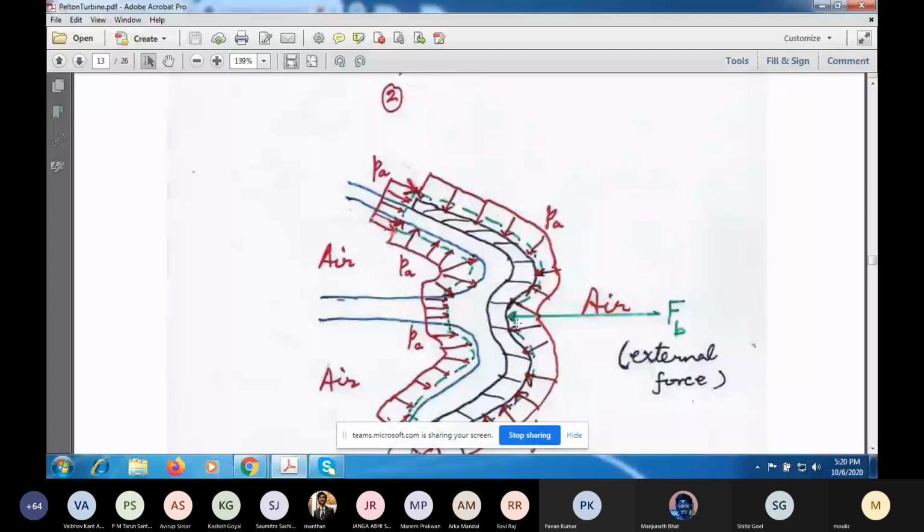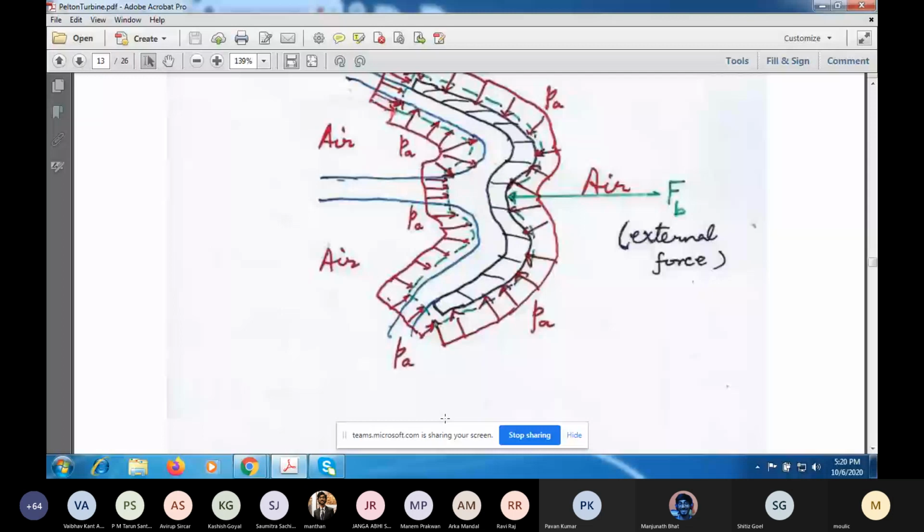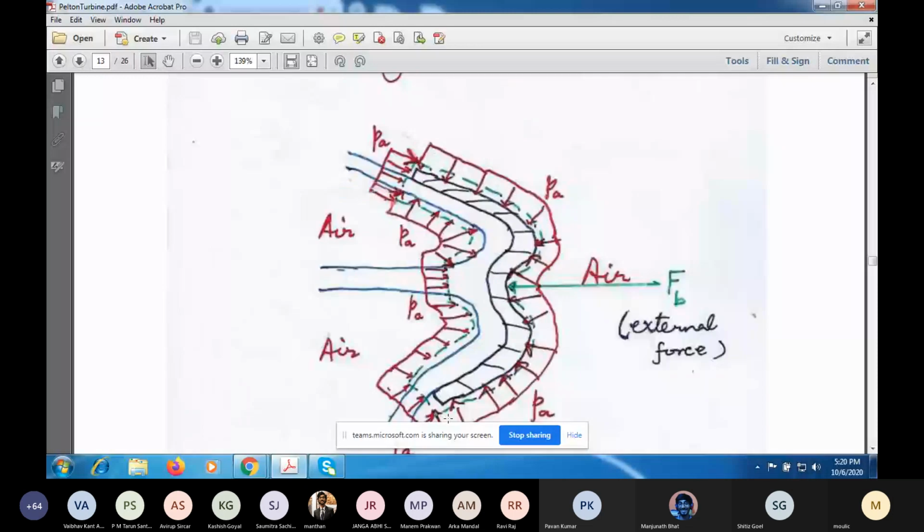Otherwise, this bucket will start to accelerate. So we want to predict the power when the turbine is operating at steady state. That is, the angular speed is constant.